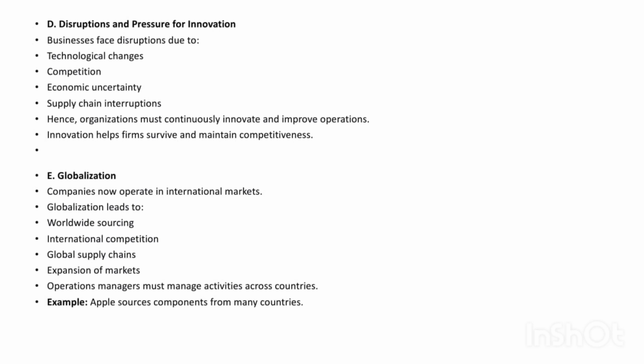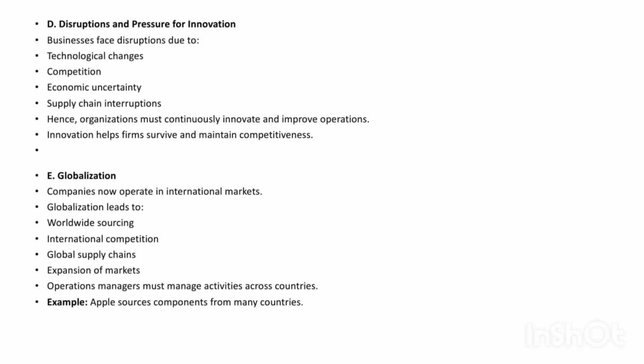The next one is globalization. So companies now operate in international markets. So globalization leads to worldwide sourcing, international competition, global supply chains and expansion of markets. The challenge of operations management is that the operation managers must manage activities across countries, the time zones, the laws, the culture and the currency.